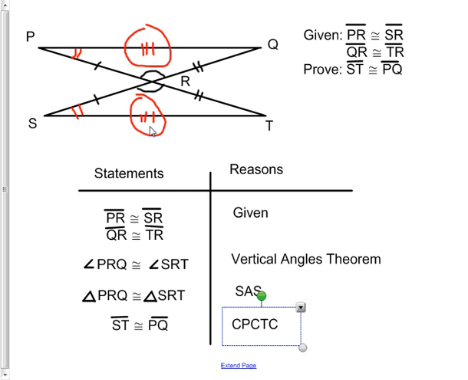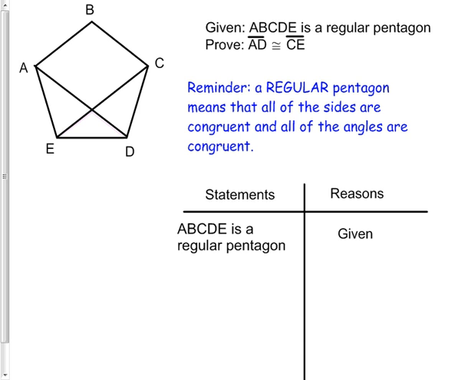The next two are a little bit more advanced, and hopefully I can help make a little bit of sense of them. So let's look at the next one. This one says given ABCDE is a regular pentagon, and it wants you to prove that AD is congruent to CE. Okay, so this one's a little bit more complicated. And I reminded you here that regular means that all of the sides are congruent and all of the angles are congruent.